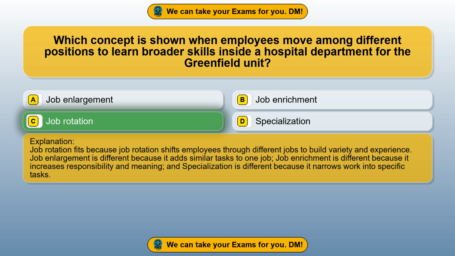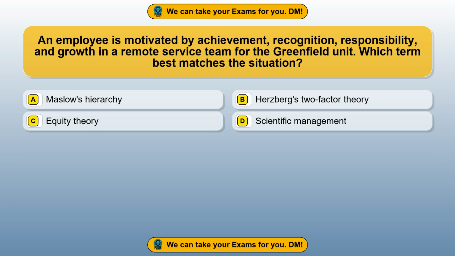Job rotation fits because job rotation shifts employees through different jobs to build variety and experience. Job enlargement is different because it adds similar tasks to one job. Job enrichment is different because it increases responsibility and meaning, and specialization is different because it narrows work into specific tasks.